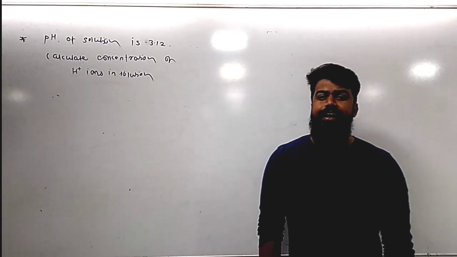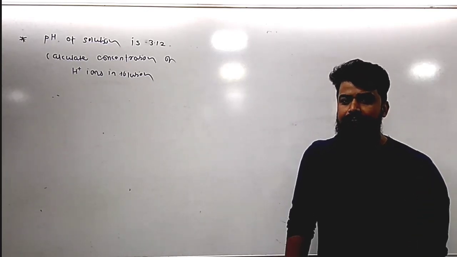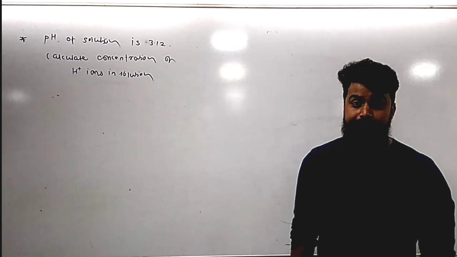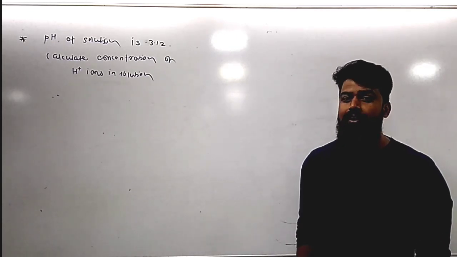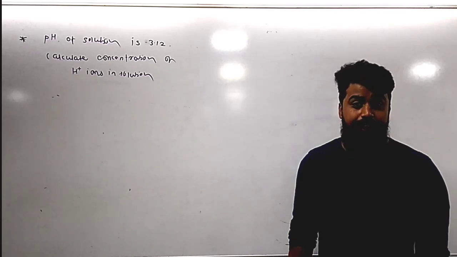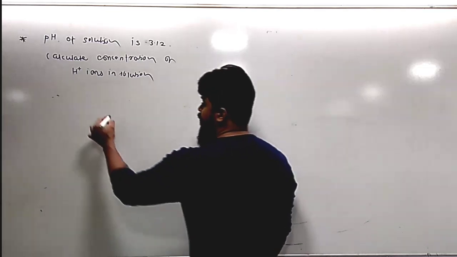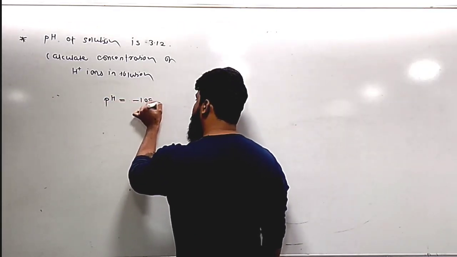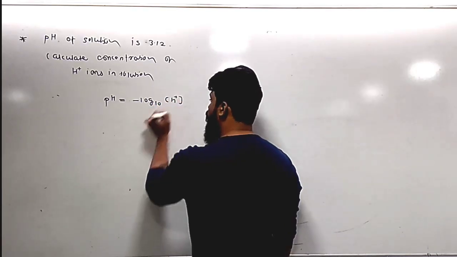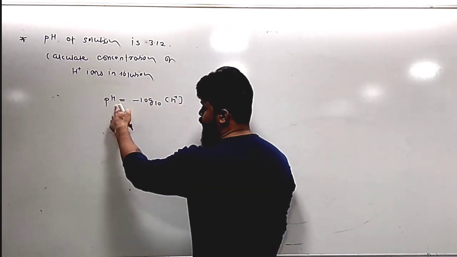So let's talk about the second numerical based on the concept of pH and pOH. In the last numerical, we just found the pH. They gave us the concentration of H plus ion. But in this numerical, they give us a pH and want us to find the H plus ion concentration. Everybody knows that pH can be simply defined as the negative logarithm to the base 10 of H plus ion concentration. We want to find the H plus ion concentration from the pH.